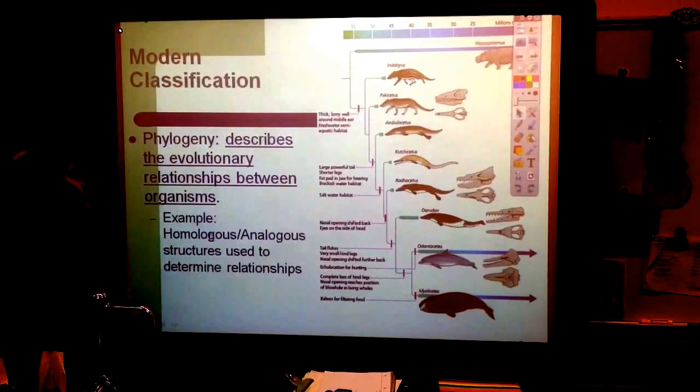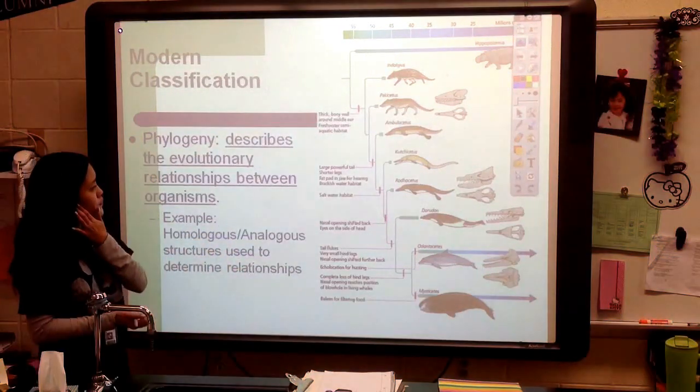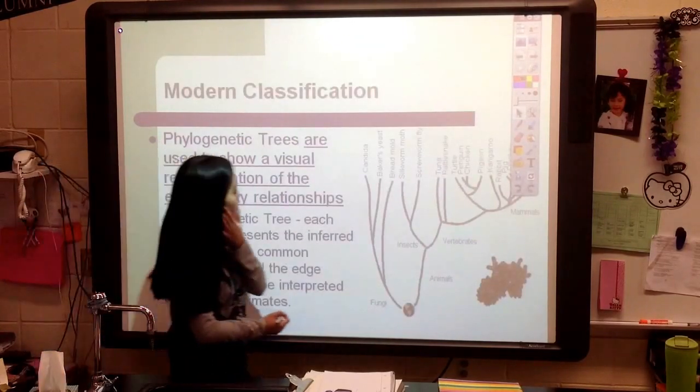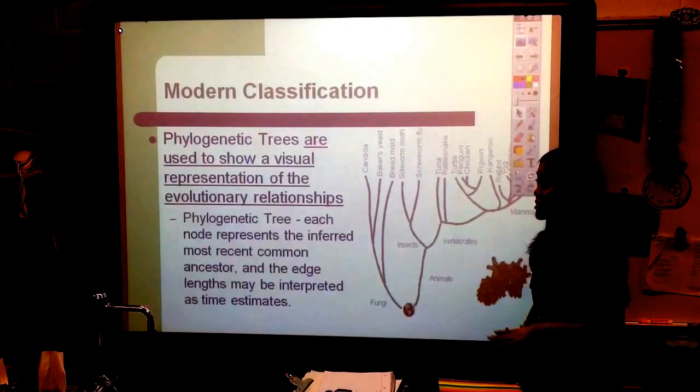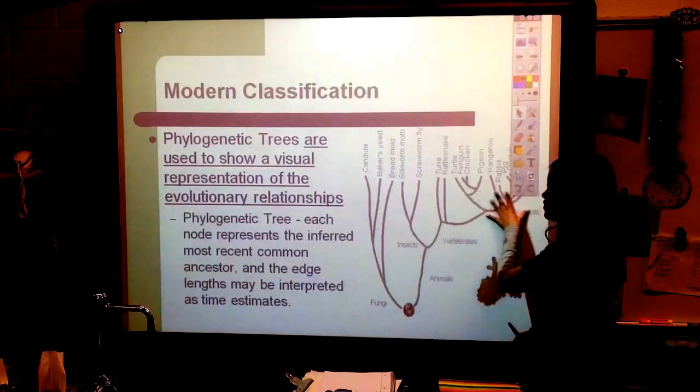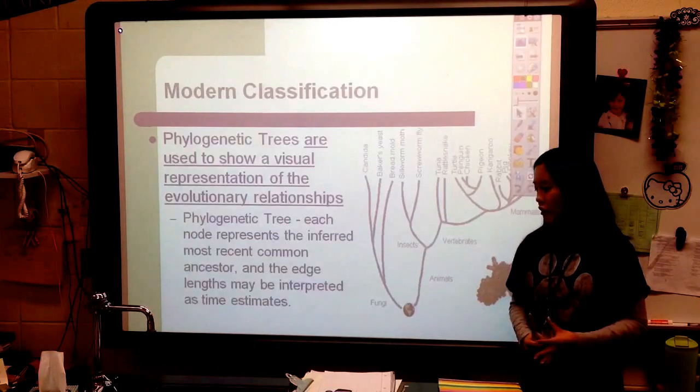Another thing that we can look at is phylogeny, and this describes the evolutionary relationship between organisms. Notice that in our example, it says we'll look at homologous and analogous structures. Phylogeny means we're looking at what connects those organisms, and a lot of times it will be those physical bones and wings that we can look at. When we're looking into phylogeny, we'll look also at phylogenetic trees. Phylogenetic trees, this is an example right here, are used to show a visible representation of the evolutionary relationships.